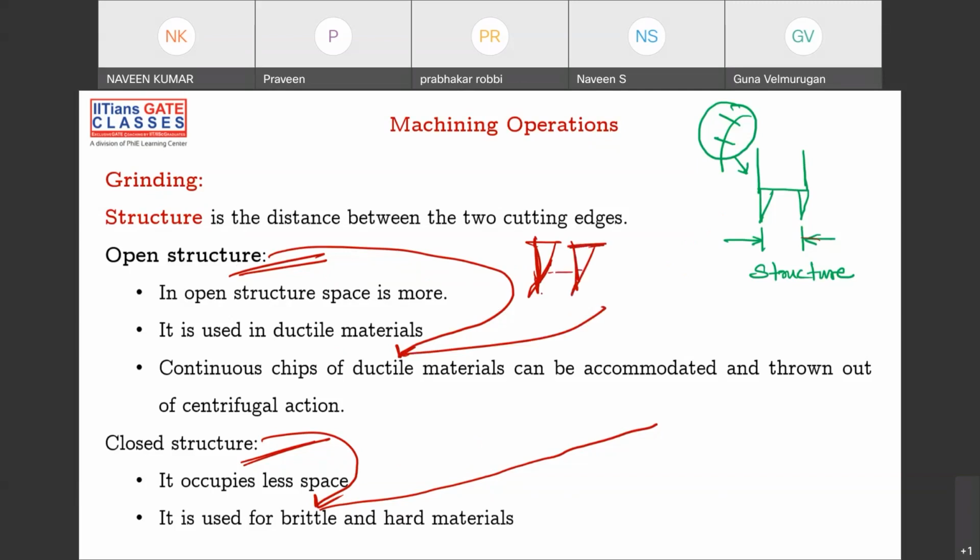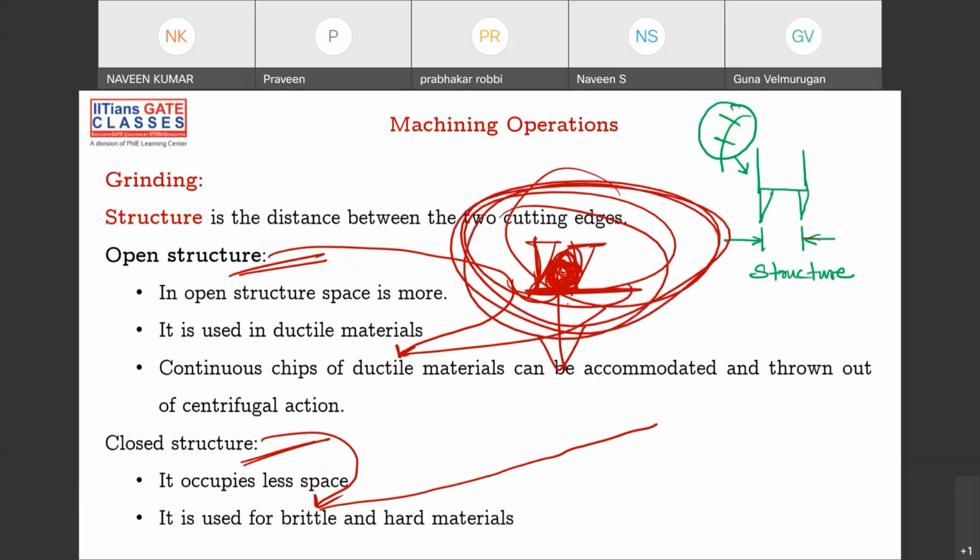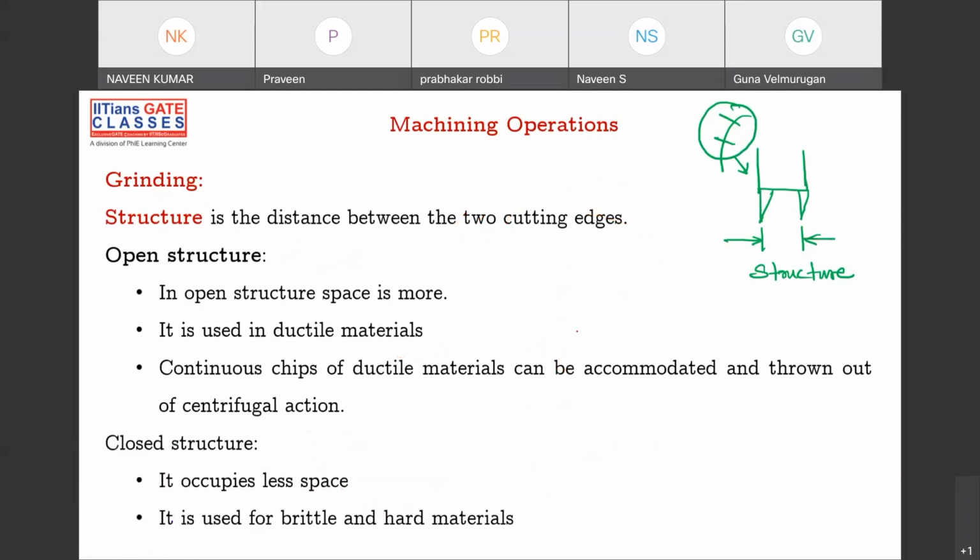These are very near. With ductile material, what will happen? Continuous chips will be formed, and these chips will keep accumulating in between this structure and close it off, and then there is no cutting action taking place. Also, as this is continuous space, because of rotation, centrifugal force is directed away from the rotation, and the chip will also not come out. But if you are using open structure, there is a good amount of space, so the space will not get blocked, and the chip will also come out easily.